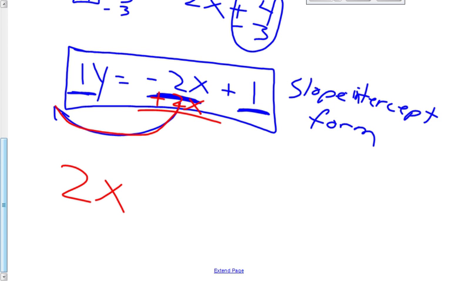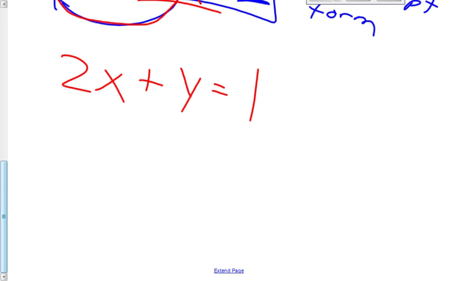So if I add 2x to the left side, I get 2x plus this y right here, plus 1y equals a positive 1. Now what you always want to do after you have the x and the y on the left side all by itself with the constant on the right side, what you should always ask yourself are the three rules of standard form.